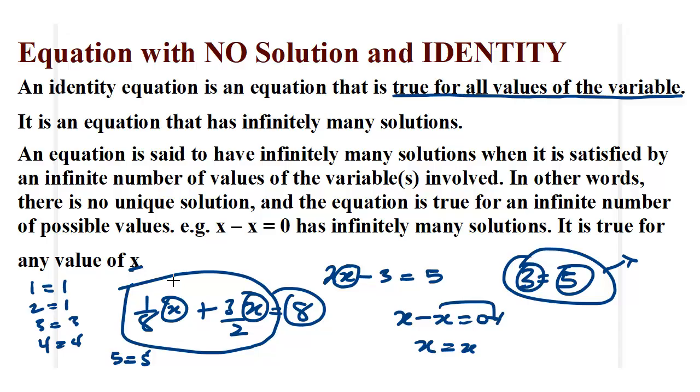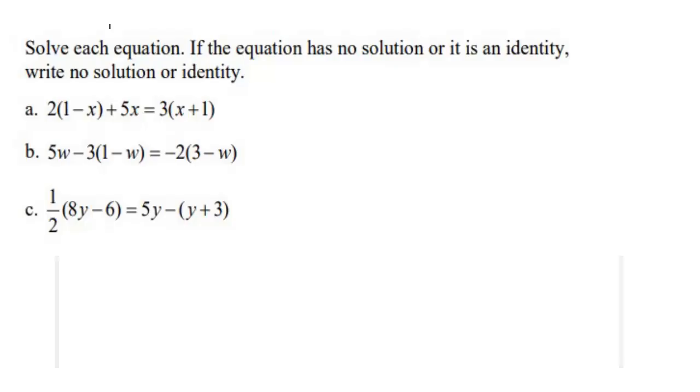So let's look at an example under equation with no solution and identity. So look at this question here. This question says solve each equation. If the equation has no solution or it is an identity, write no solution or identity. So there are 3 things we want to look for here. We'll look for if it has a solution. If it doesn't have, we write it. If it's an identity, we write it. So basically we want to determine the nature of the solution of this equation.